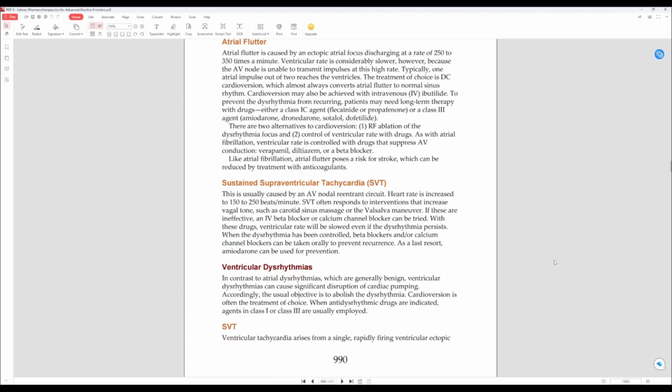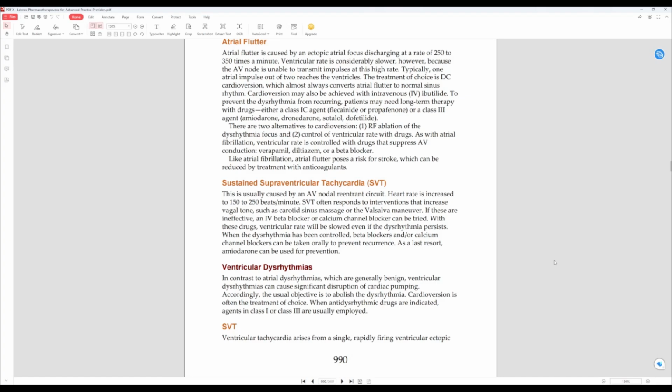Your atrial flutter. Atrial flutter is caused by an ectopic atrial focus, discharging at a rate of 250 to 350 times a minute. Ventricular rate is considerably slower. However, because the AV node is unable to transmit impulses at this high rate, typically one atrial impulse out of the 2 reaches the ventricles. The treatment of choice is a DC cardioversion, which almost always converts atrial flutter to normal sinus.